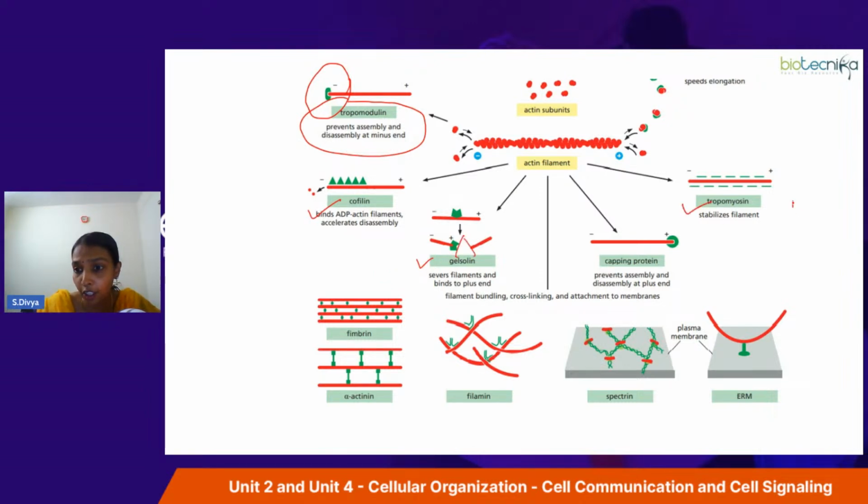Tropomyosin, like your map, stabilizes. Capping protein provides protection. Or I can say assembly and disassembly is prevented. So if you see tropomodulin and capping protein, they are having contradictory function, but contradictory in the sense of different ends. This is the minus end, this is towards the plus end. Then all the remaining ones are the accessory proteins that will help in the attachment to the membrane.